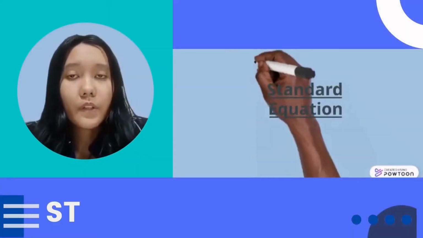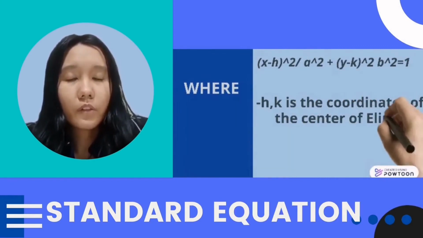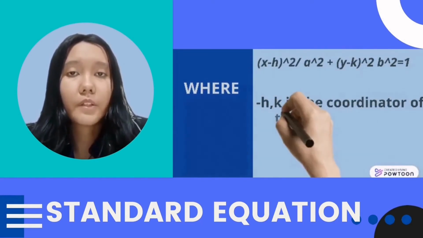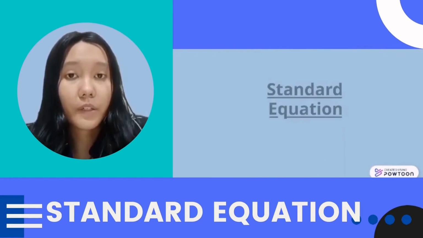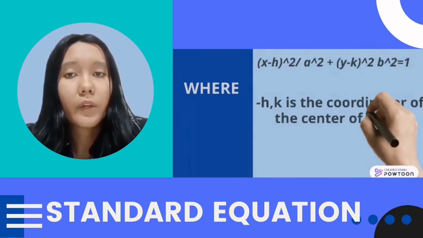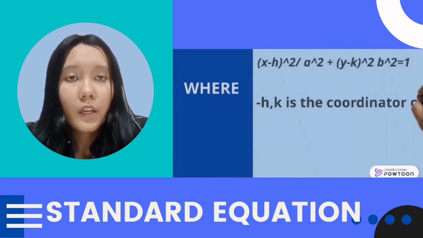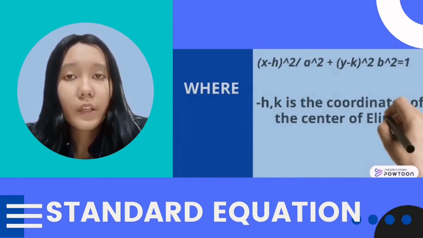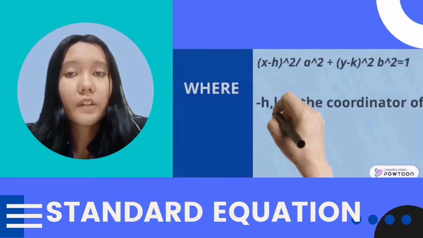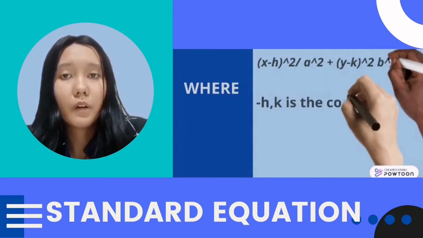The standard equation of the ellipse is open parenthesis x minus h close parenthesis squared over a squared plus open parenthesis y minus k close parenthesis squared over b squared equals 1, where h and k are the coordinates of the center of the ellipse. H is the abscissa while k is the ordinate of the center. A is also unequal to b, and a and b are positive.